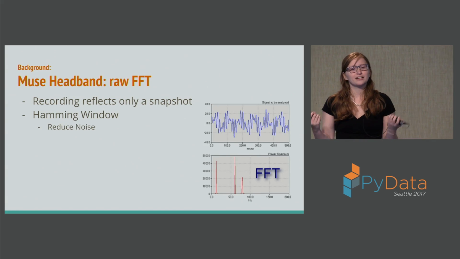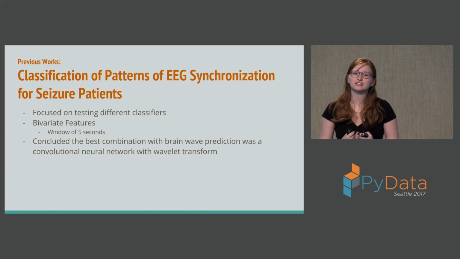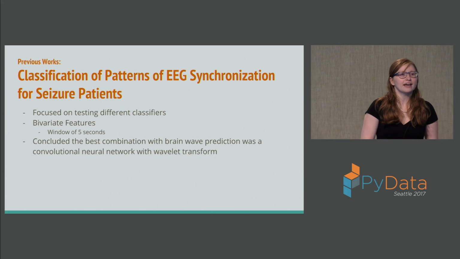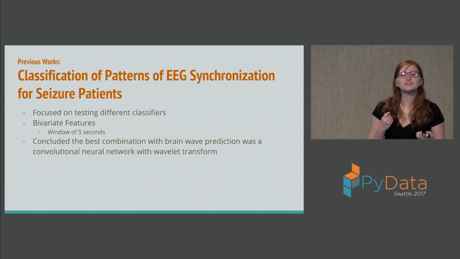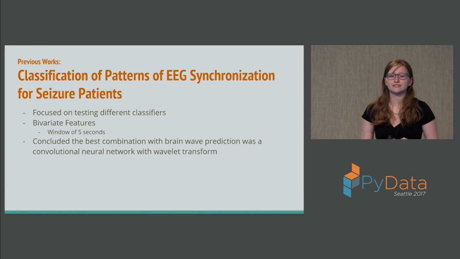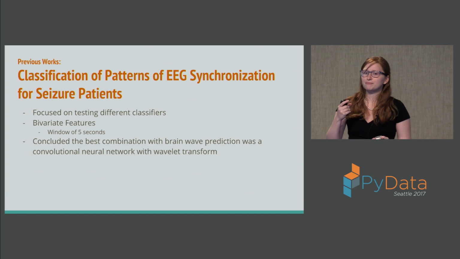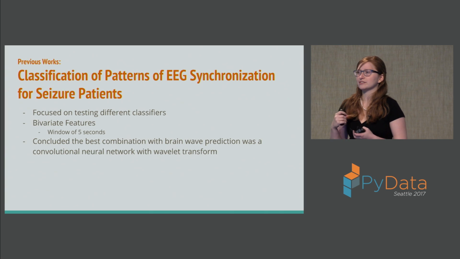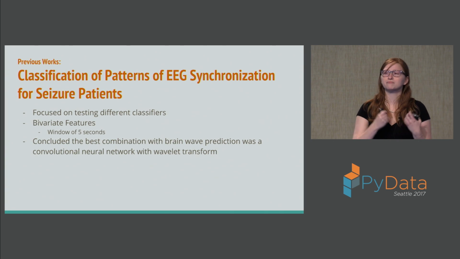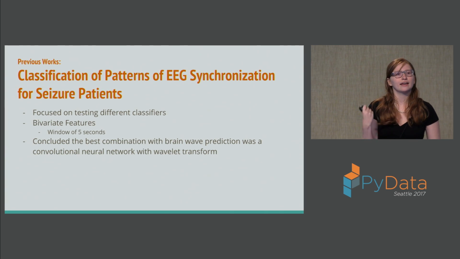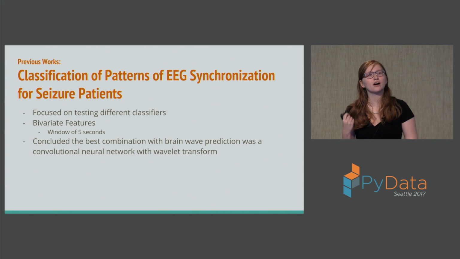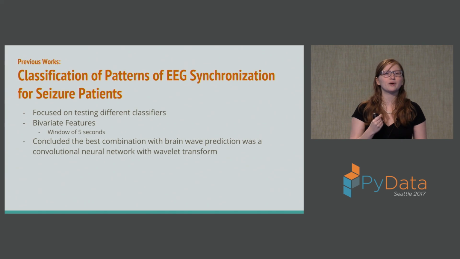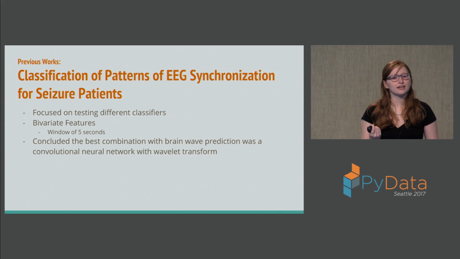And that's kind of the next step you should take. And that's where I discovered classification of patterns of EEG synchronization for seizure patients. Now this study really stood out to me because they wanted to focus on testing different classifiers. So they took bivariate features in windows of 5 seconds, basically saying this user is having a seizure, they're not having a seizure. Pretty straightforward. Now they concluded that the best combination with brainwave prediction was a convolutional neural network with a wavelet transform. So instead of using FFT, they said use wavelet.